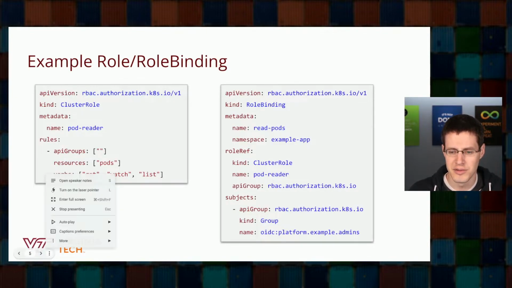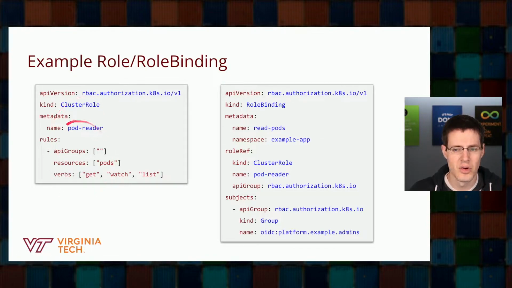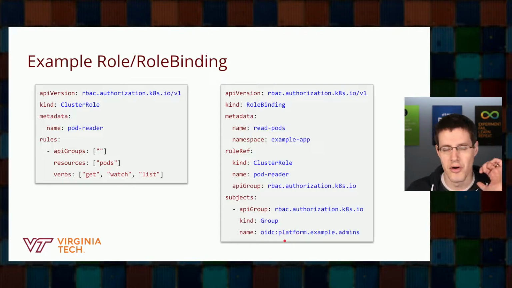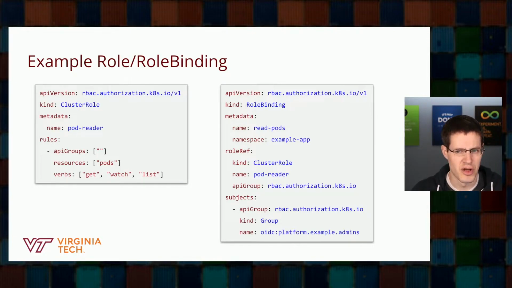If I grab the laser pointer here. This cluster role is named pod reader and will give us get, watch, and list access to pods. And then this role binding is going to bind that cluster role to anybody within this OIDC group, platform example admins, and if you don't know OIDC, don't worry about it. Users in this group will be granted the pod reader access within the example app namespace. So pretty basic, pretty simple, and we've done some experimenting with roles and role bindings in the past. So just a quick recap.